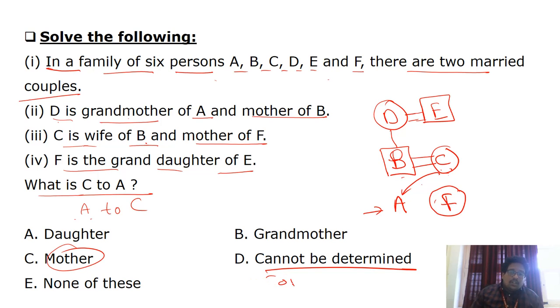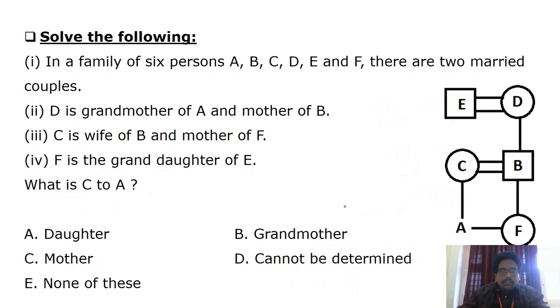If the option is son or daughter, you can go with that option, or if your option is cannot be determined, that would be preferred. So be very clear from what gender to, from what relation to what they are asking. Clear with it? Very good. Super. Now, this is what we have solved. So E and D are a couple, C and B are a couple, A and F, or A's gender is not given. So the answer is mother. Clear?